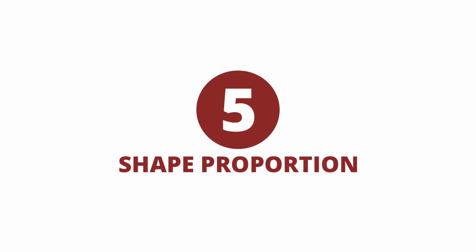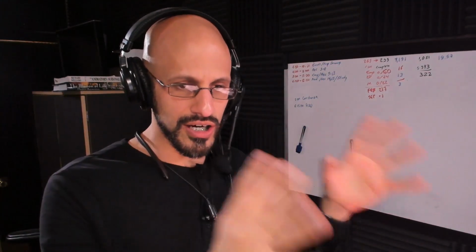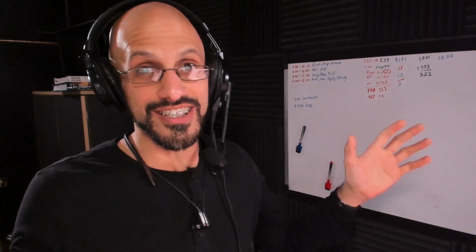In this lesson, we're gonna talk about element number 5, the shape proportion. Okay, so there's a difference between shape sizes and shape proportion. We're gonna talk about this in this video and in the next one. Right now let's focus on shape proportions, the fifth element of the 9 we're covering in this little series.